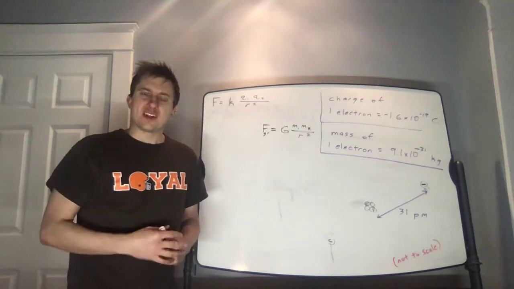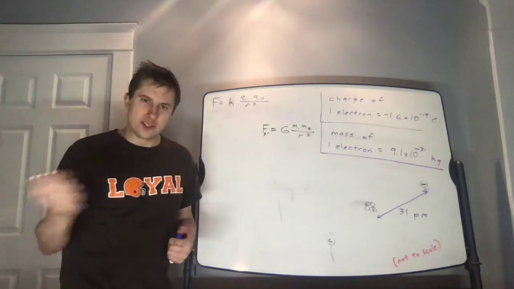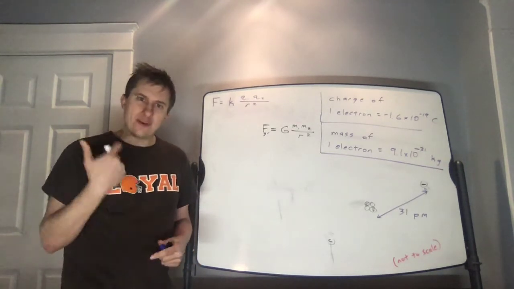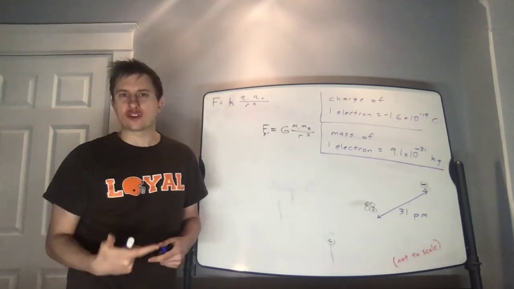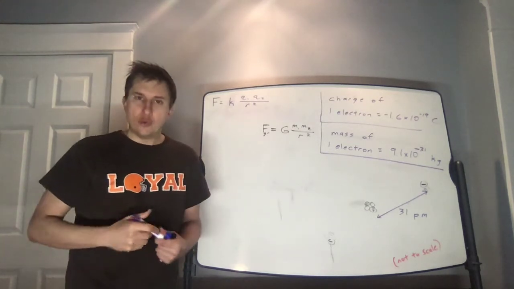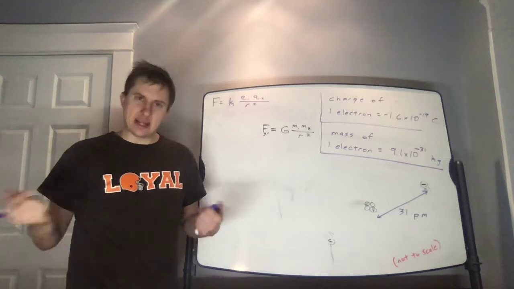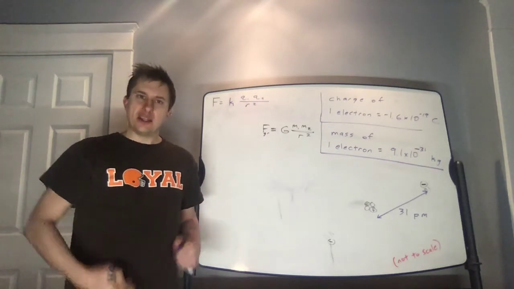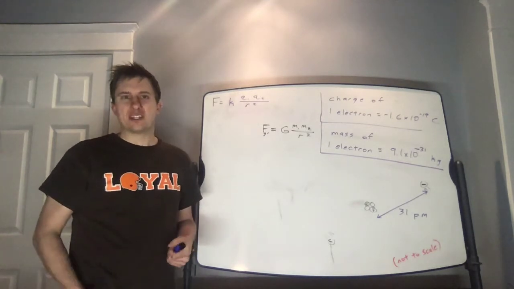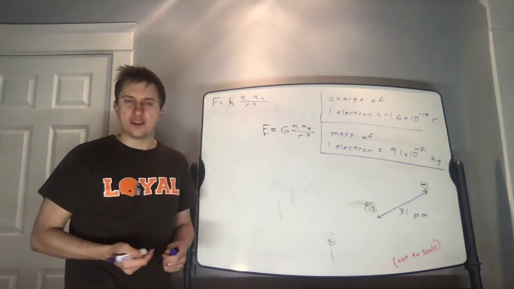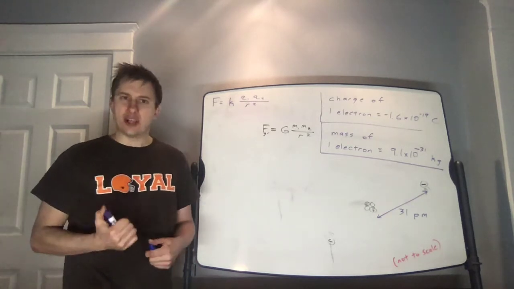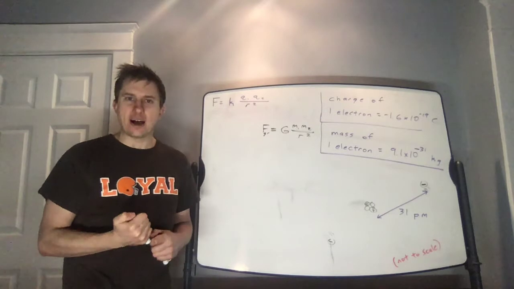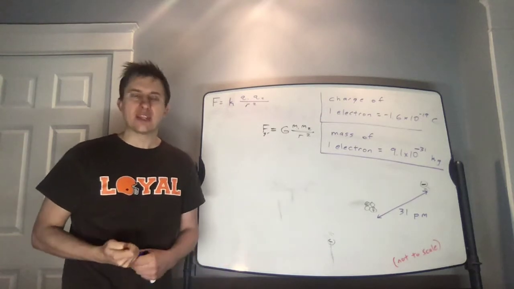For the first example problem involving Coulomb's force, we are going to investigate the force on an electron in a helium atom. We know that helium is the second element on the periodic table. The typical helium atom will contain 2 protons and 2 neutrons in the nucleus, and then there are 2 electrons in the electron cloud surrounding the helium atom.